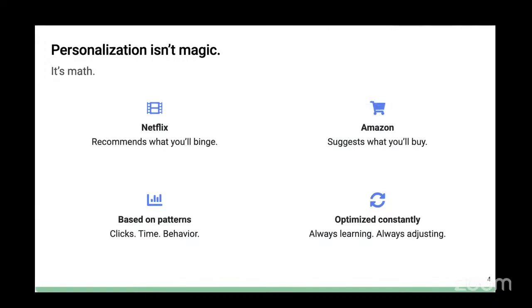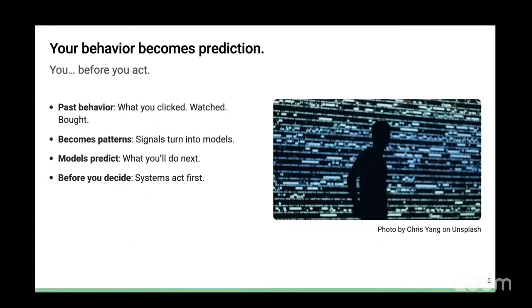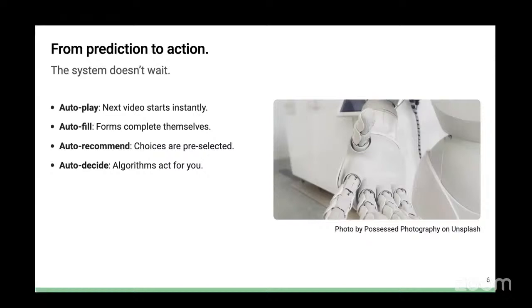It feels like magic when everything is tailored to you, but it's not magic, it's math. Patterns in your behavior are constantly analyzed, and every interaction refines what the system shows you next. Your past behavior becomes prediction, not just what you did, but what you're likely to do. These systems anticipate your choices sometimes before you're even aware of them. And it doesn't just stop at prediction. Systems take action. They autoplay content, autofill forms, auto-recommend choices, shaping decisions in real time, often without you noticing.